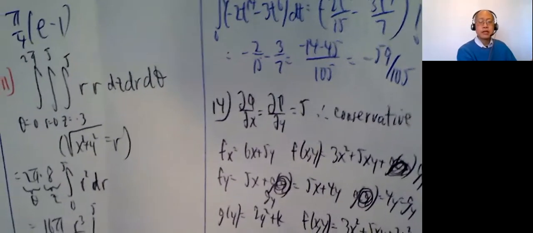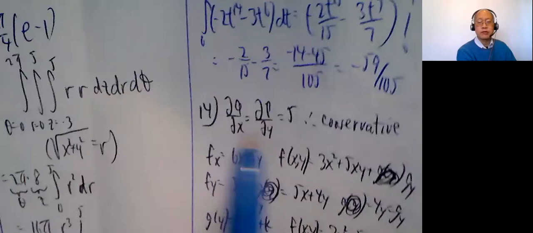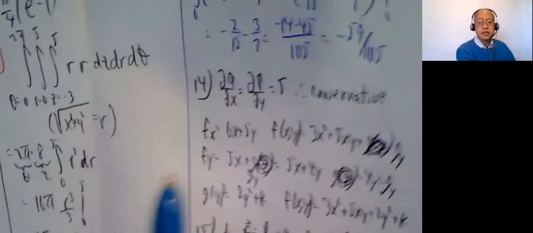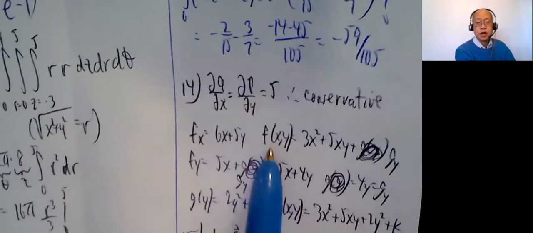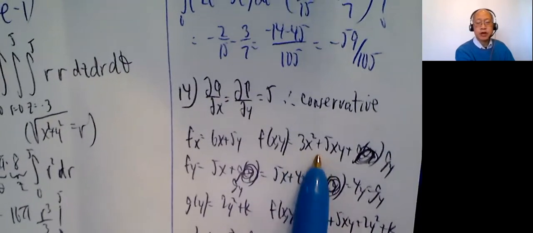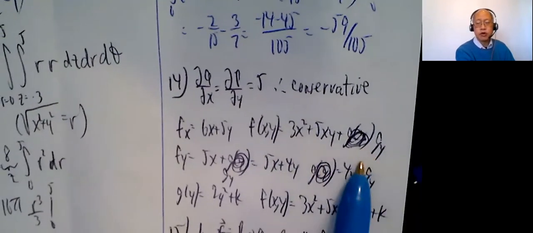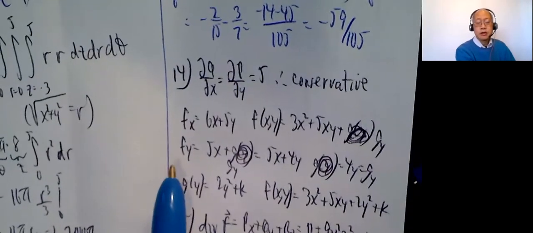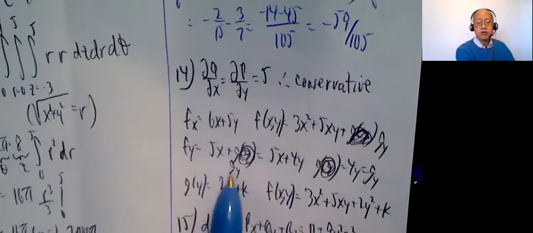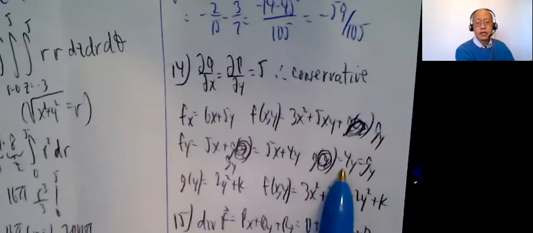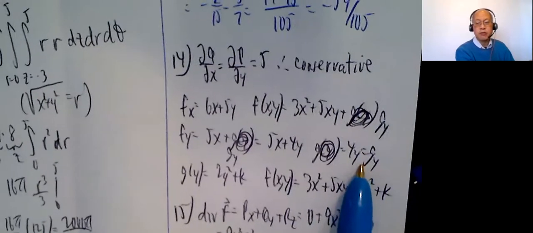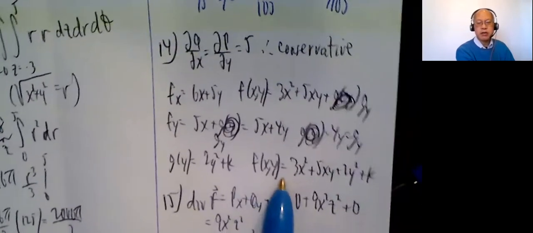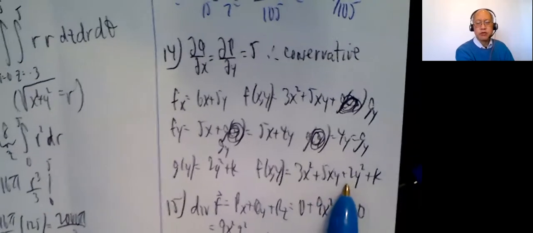14, partial of q with respect to x equals the partial of p with respect to y, which is 5. Therefore, we have a conservative vector field. Fx is 6x plus 5y. F of xy is 3x squared plus 5xy plus g sub y, not g of y, g sub y. So Fy is 5x plus g sub y, which is 5x plus 4y. That means 4y equals g sub y, or g of y is 2y squared plus k.